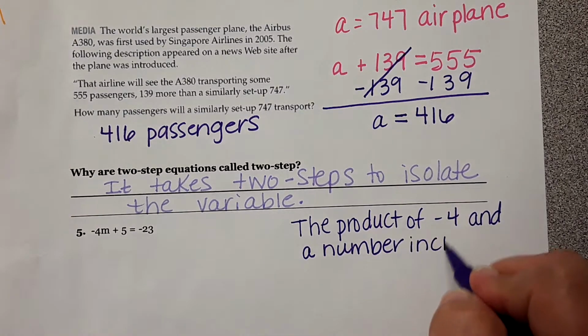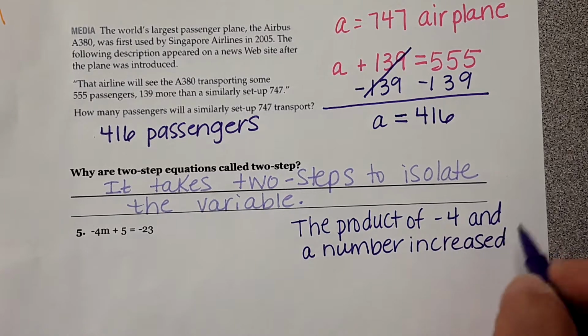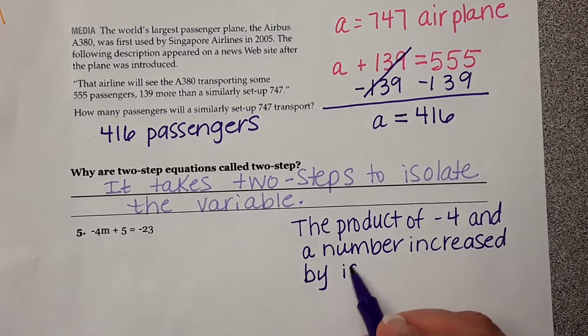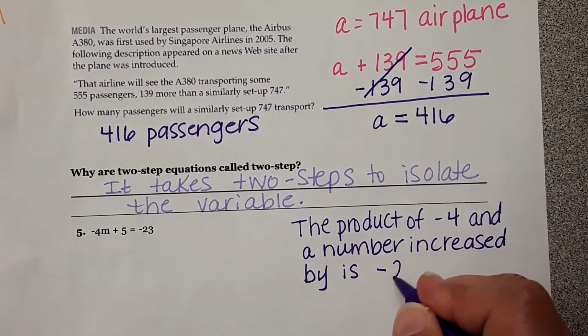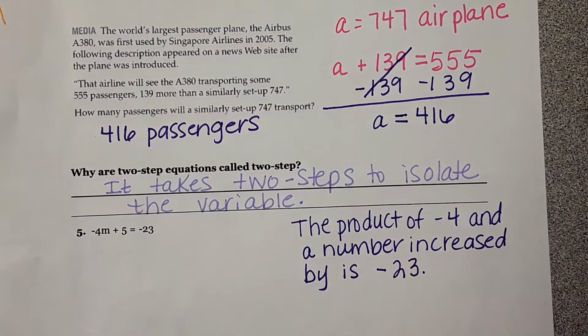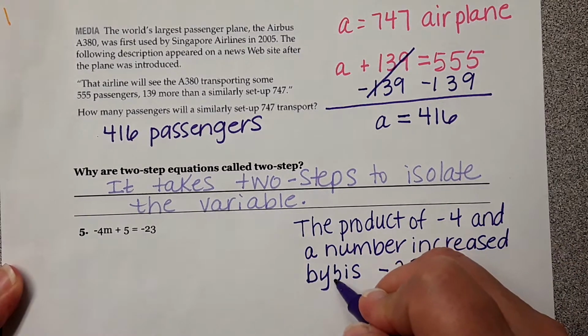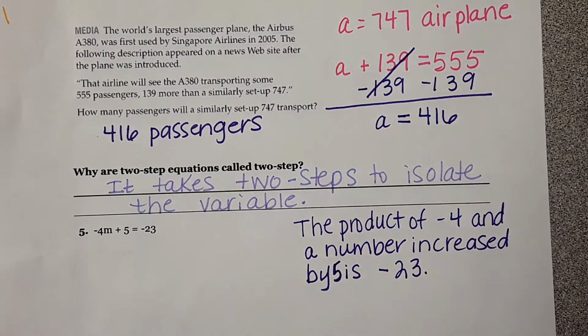How about increased? By what? 5. And what do we use for the equal sign? Is what? Negative 23. Okay. So that's what you're going to see. Increased by 5. Thank you. Increased by, oh, thank goodness I could fit it in there. Hey, guys, don't forget the 5 right there. Okay, you ready?